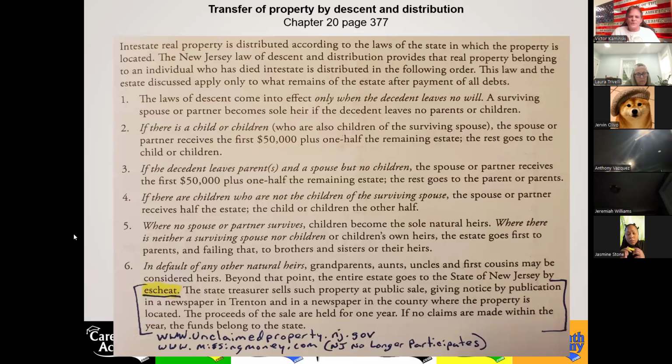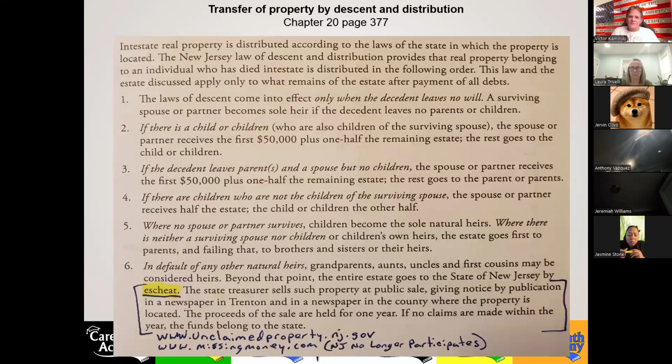So that's what happens when you die without a will. The state gets it, if no natural heirs claim it. You guys paid taxes all your lives, right? And you want the state to get all your stuff when you die? Write a will.